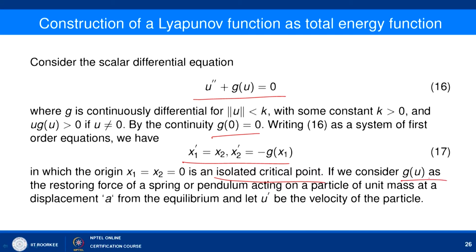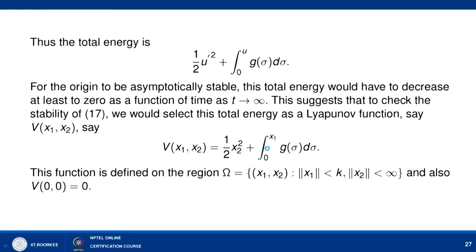And if we consider g of u as the restoring force of a spring or pendulum acting on a particle of unit mass at a displacement u from the equilibrium, and let u dash be the velocity of the particle. The idea is that g of x1 is a force which will try to reduce the displacement to the initial place, means it is trying to make our system return to its original position. So, it is a restoring force, and u dash is the velocity of the particle.